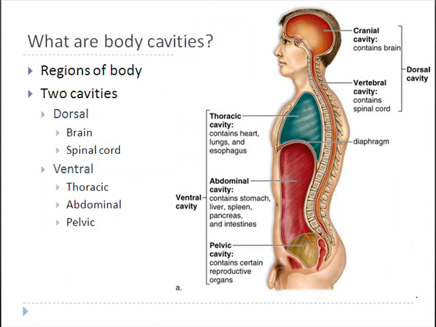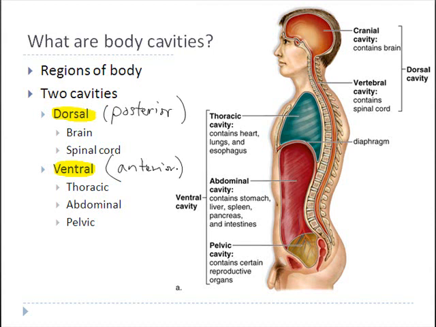First thing I want to talk about is a little bit about the different cavities of the body. Body cavities are simply regions of the body where different organs are housed. And there are two discretely different cavities of the body. There's what's called the dorsal cavity and there's the ventral cavity. Dorsal means posterior. Think of the dorsal fin on a shark and you'll be able to keep in mind that that means posterior. Ventral means anterior, basically.